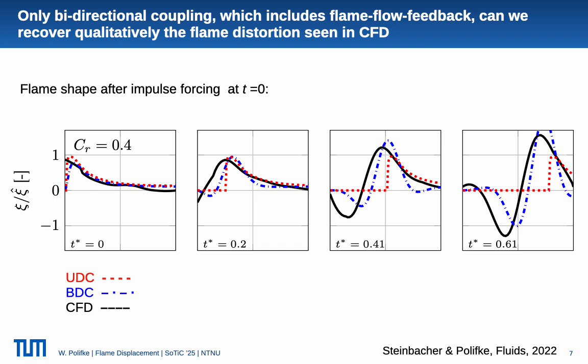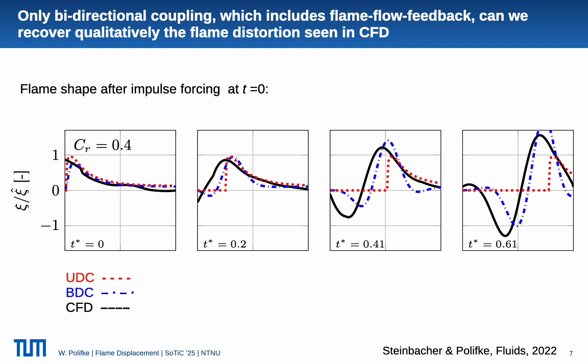0.4. Now, at the initial time, after the impulse kick has displaced the flame base, all three models agree more or less. Then the unidirectional model shows a behavior that this initial perturbation, or flame shape, is transported convectively towards the tip, and the original flame shape is restored. This is in pronounced contrast to the CFD results, which show that there is also then an inward movement on the one hand of the flame, and more relevant perhaps also a growth in perturbation amplitude.